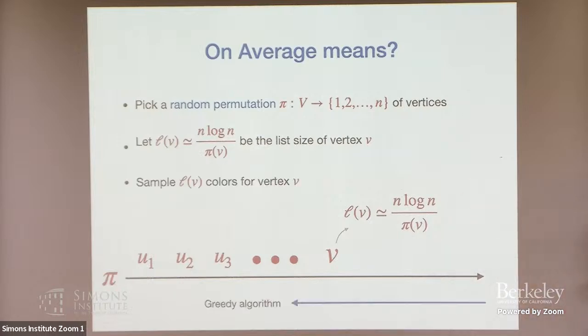And then you are going to sample that many colors per vertex and greedily color them from a smaller list to a larger list. So in the opposite direction of the permutation. You want to put vertices that have larger lists and color them at the end. Right? So that makes sense. So this is how we are doing this.